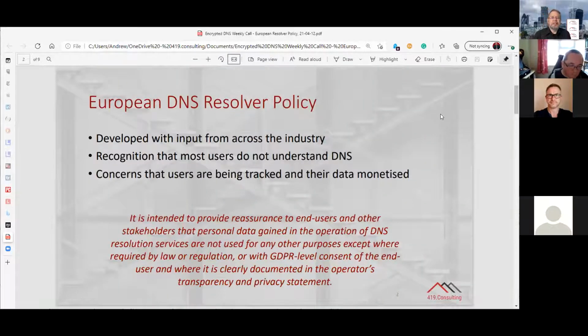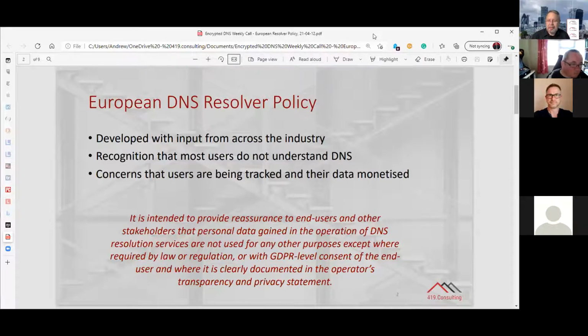By way of background to this, as I hinted at, the policy as it stands has been developed with input from across the industry, including with contributions from some of the people on this call, partly in recognition that most people don't understand DNS. In fact, most people don't even know such a thing exists. And also partly in recognition that concerns have been raised a number of times in a number of different fora, that somehow users are being tracked and their DNS data is being monetized by some unspecified resolver operators.